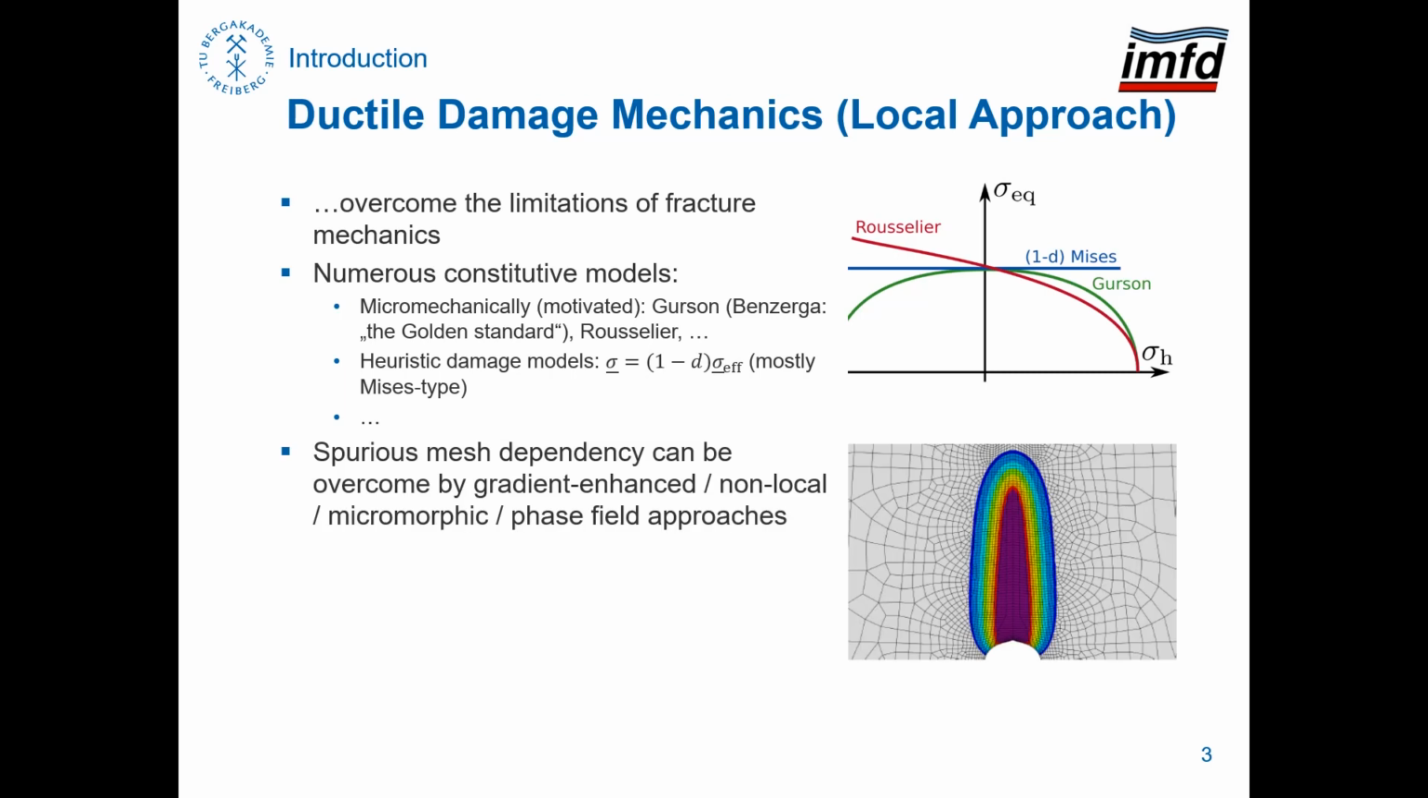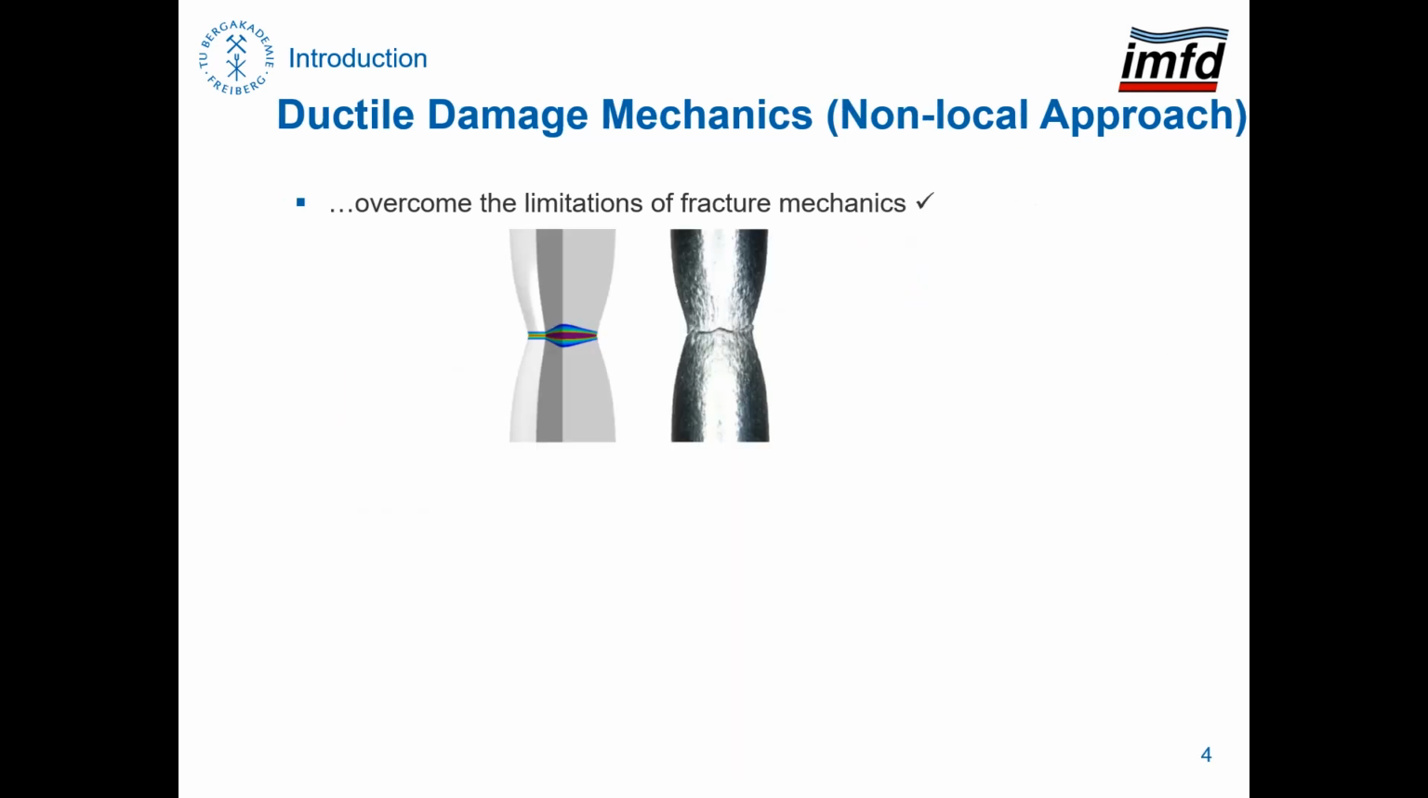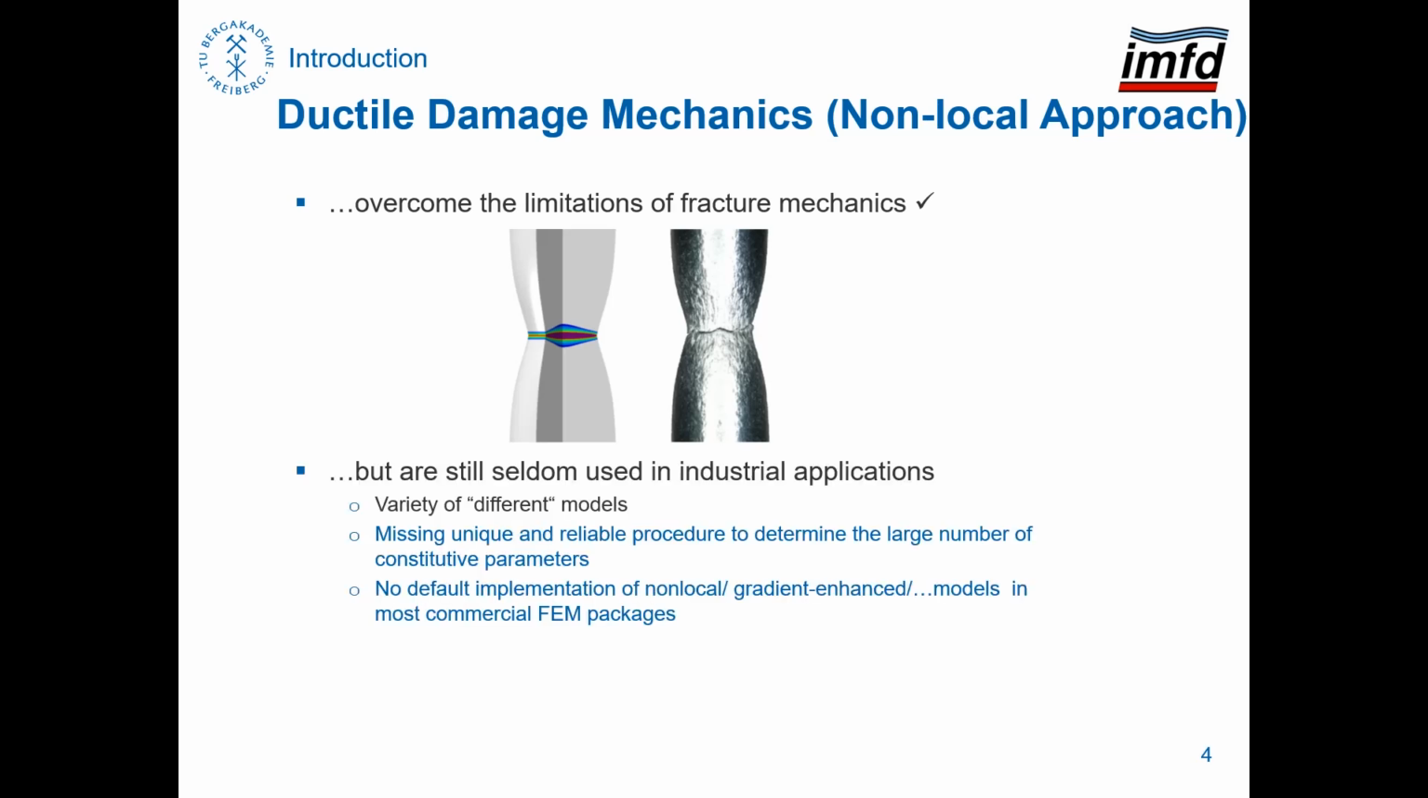A drawback of damage mechanics models is the well-known mesh dependency, which can be handled by gradient enhancement, non-local averaging, and so on. These enhanced damage models can overcome the limitations of fracture mechanics, but there are still some barriers which can hinder their industrial application. A severe problem is the lack of unique and reliable procedures which can be used to calibrate the constitutive parameters. Furthermore, non-local damage models are often not available in commercial finite element programs. User-defined implementations are required, which can be a huge barrier for practical working engineers.